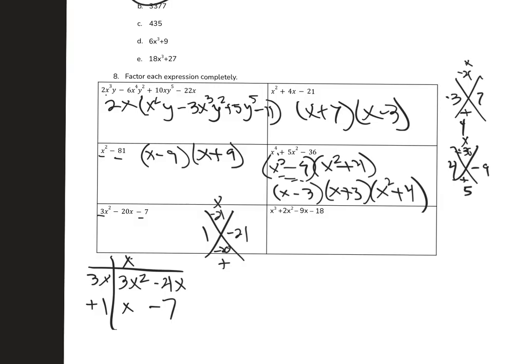So in this case, it would be a negative 7, and that's our factorization. We end up with 3x plus 1 times x minus 7. So again, the 1 times the negative 7 gives us negative 7, and the 1x and the negative 21x gives us negative 20x.